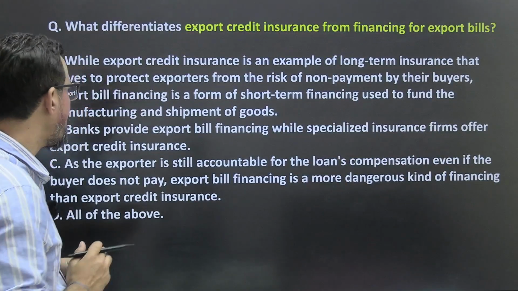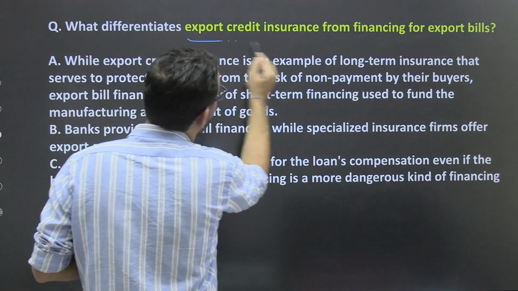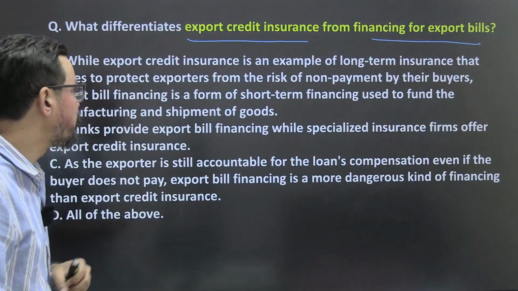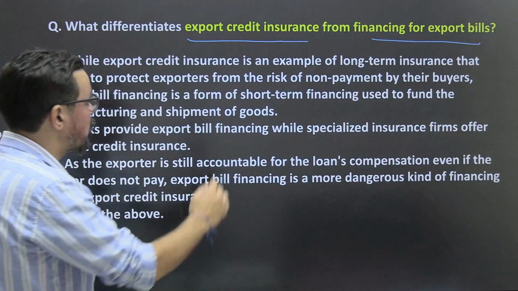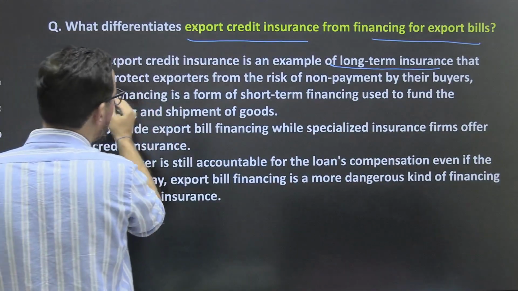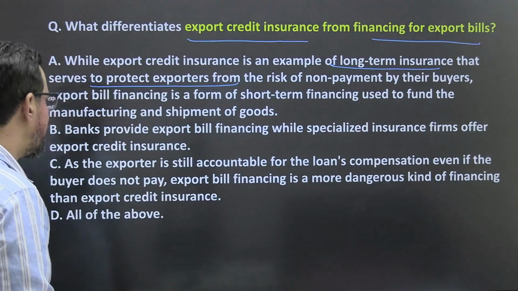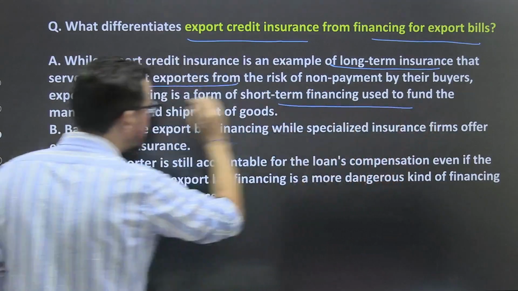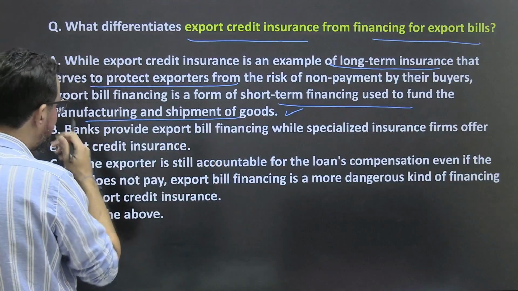Next one, what is the difference? What differentiates export credit insurance from financing for export bills? Export credit insurance is an example of long-term insurance that serves to protect the exporter from the risk of non-payment by the buyers. Export financing is a form of short-term financing used to fund manufacturing and shipment of goods. True. Only the first is the correct one.